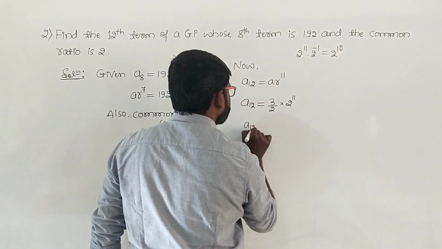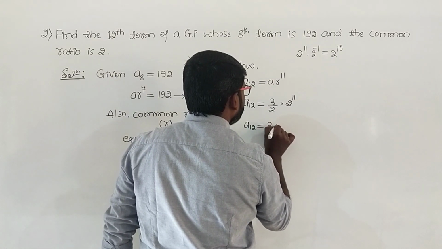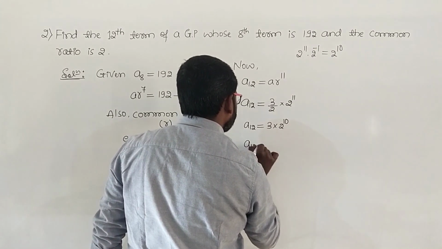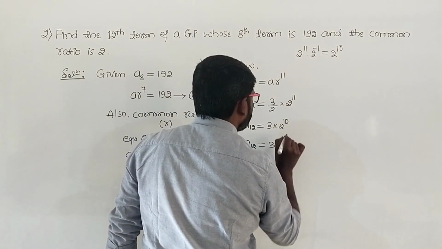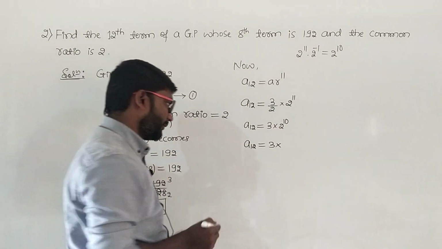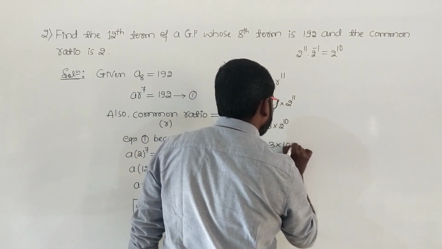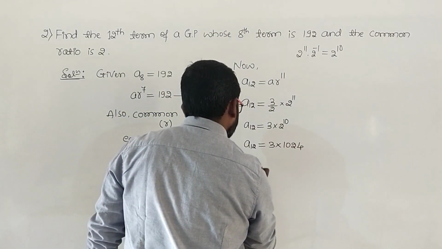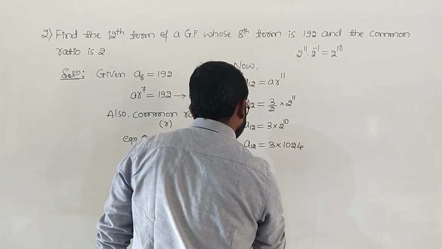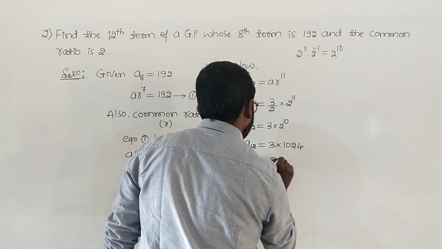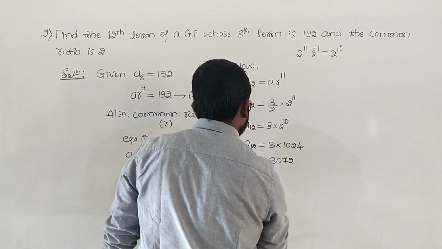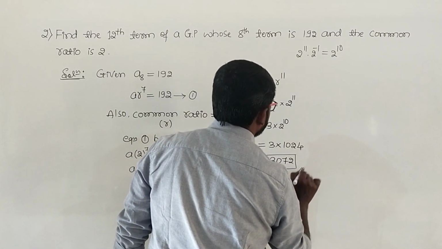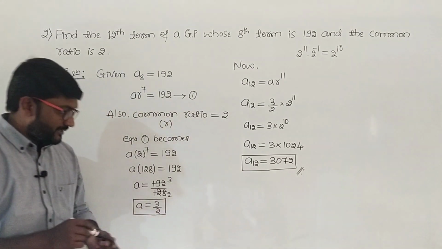So A12 is equal to 3 into 2 raised to 10. The value of 2 raised to 10 is 1024. Multiply these two with the help of the calculator, you get 3072. So the 12th term of the geometric progression is 3072. So this is all about the second problem.